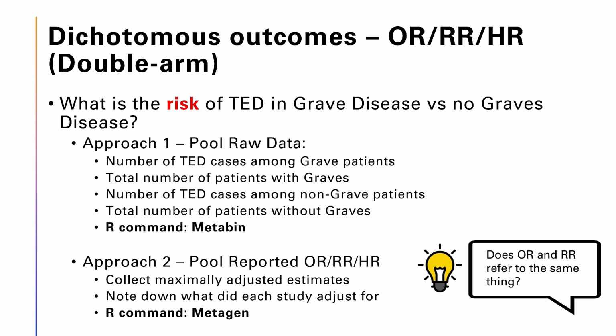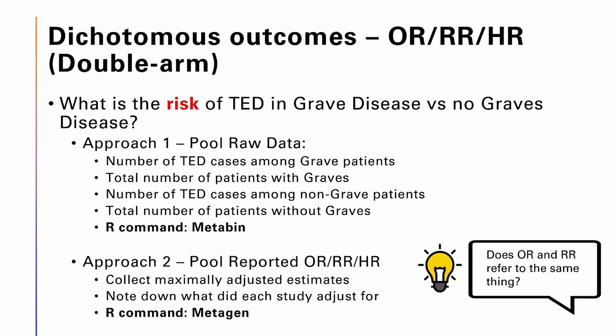The second approach involves collecting and pooling the reported odds ratios, risk ratios, or hazard ratios from the included studies. In this case, it is crucial to extract the maximally adjusted estimate and make note of the adjustments made in each study, as this information should be reported in the final manuscript. The metagen command, also available within the meta package in R, is suitable for analyzing this type of pooled estimate.